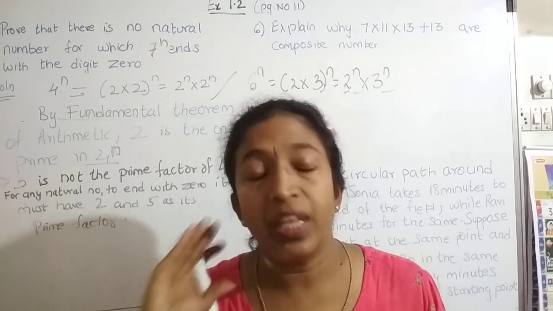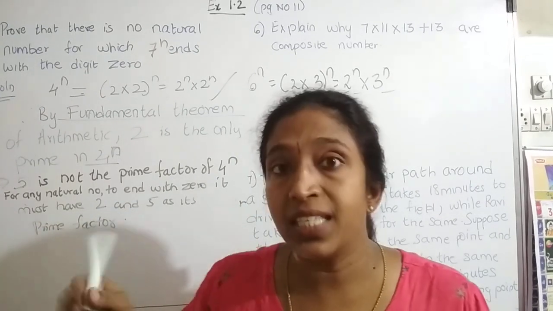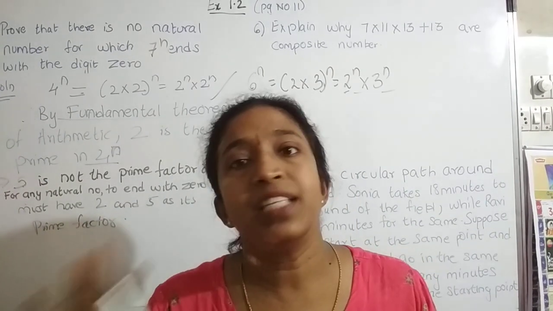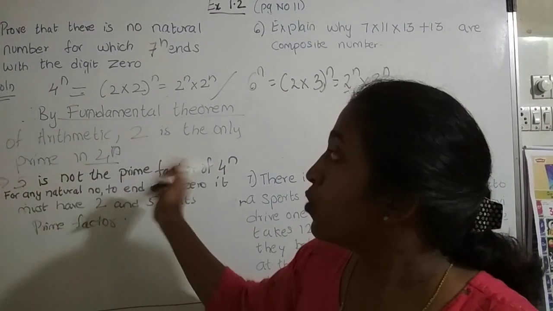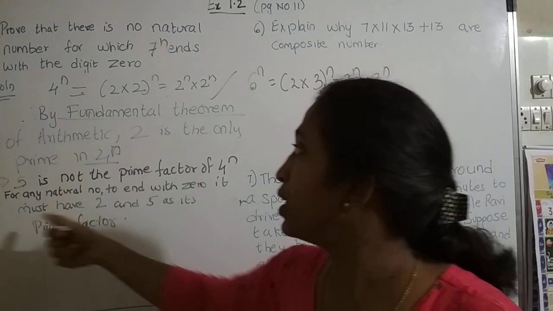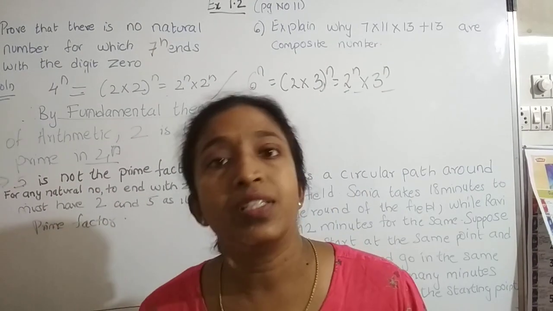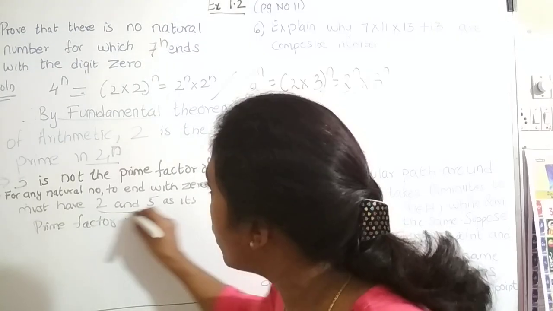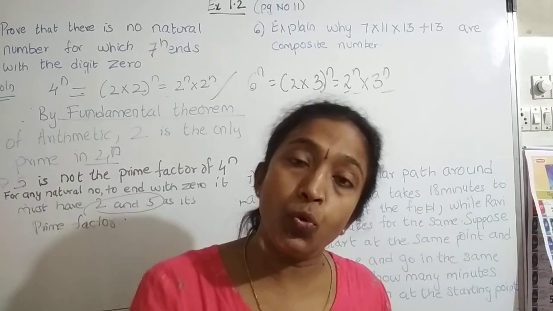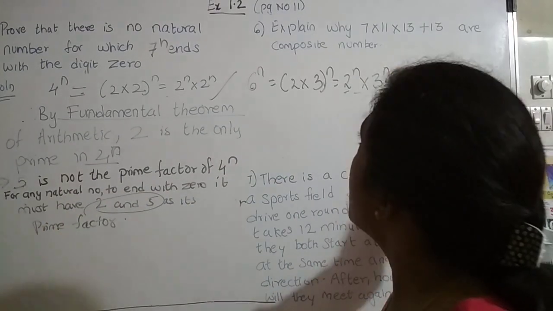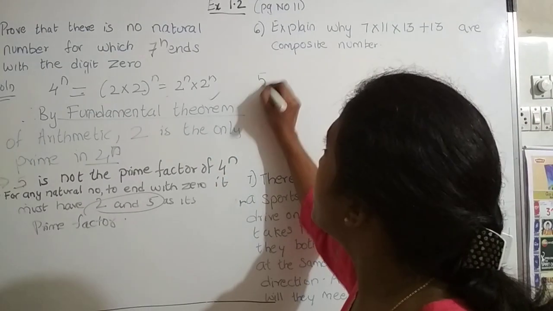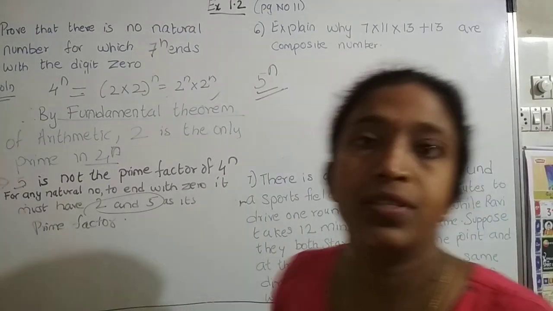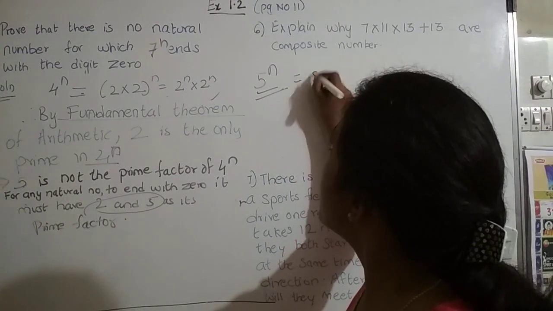I hope that is very clear for you. If 6 is there, we know that 2 is there, so 5 is missing. So 5 is not a prime factor of 4 raised to n, therefore it cannot end with digit 0. This condition is very important: for a number to end with 0 it must have 2 and 5. Suppose, for example, you have to prove that 5 raised to n cannot end with 0. Here, what is missing?